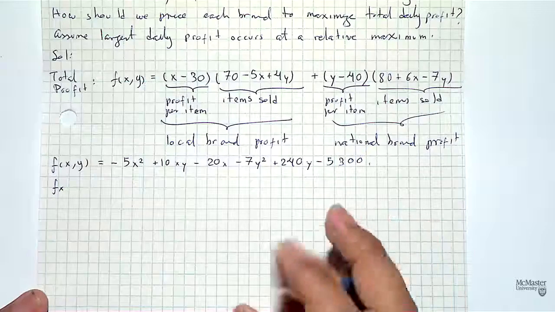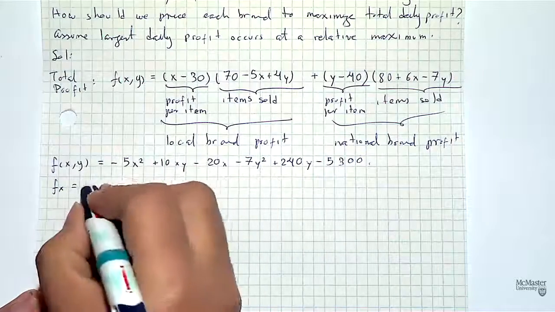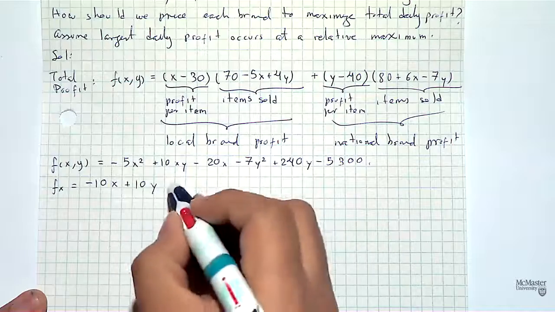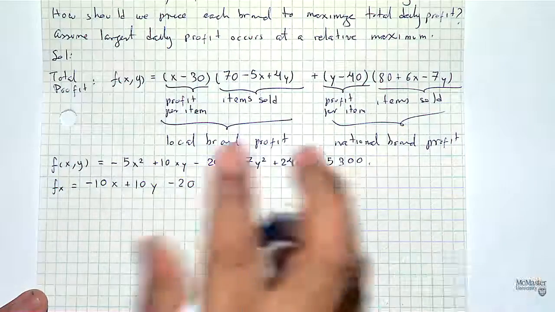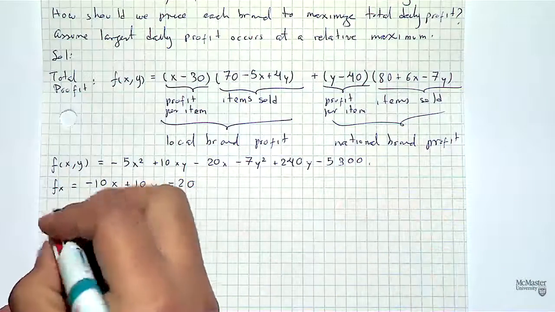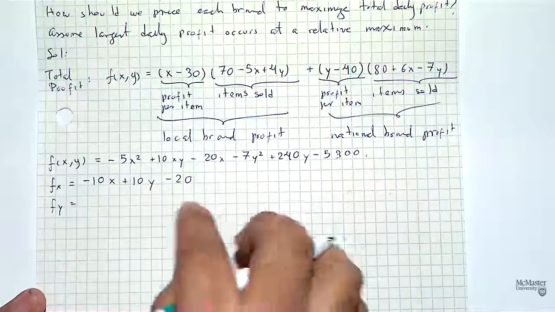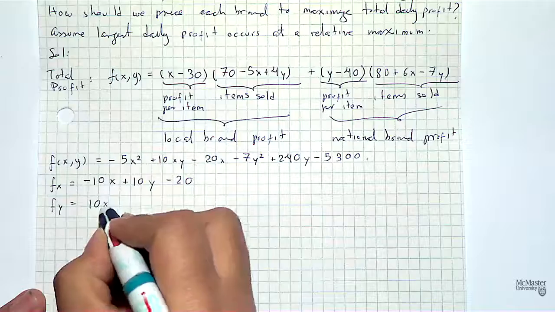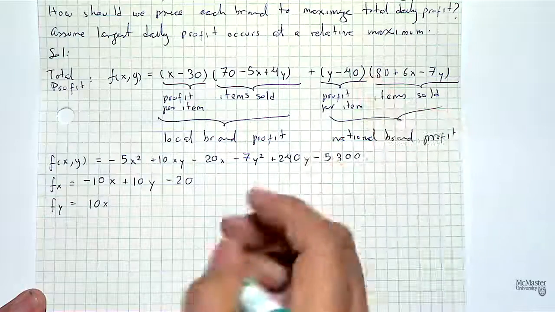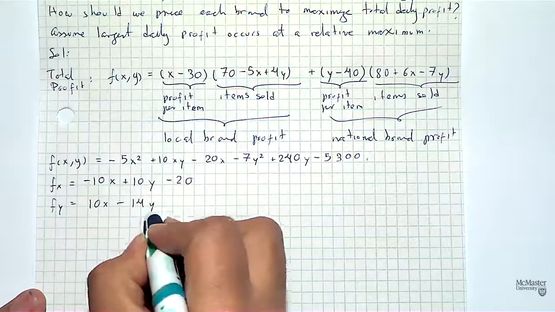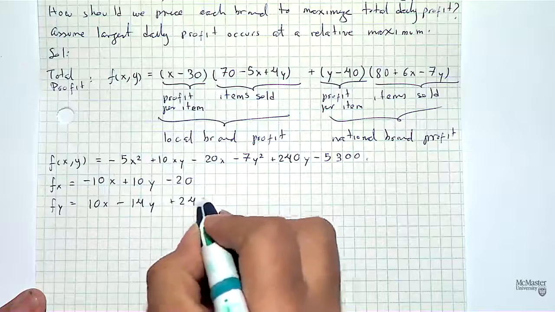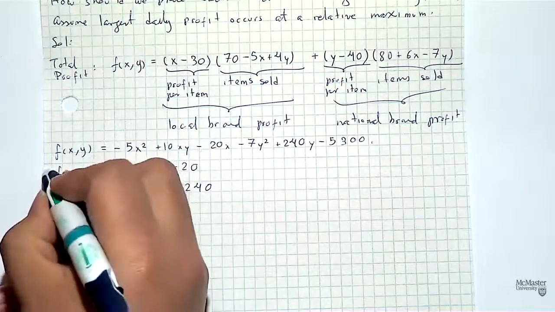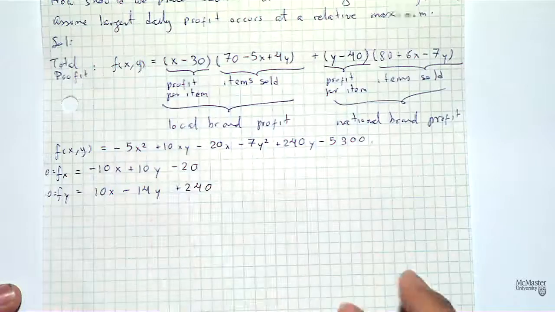So we proceed with our computations, right? So fx is minus 10x plus 10y minus 20. All this depends on y or is constant, so I ignore it. Fy: this term doesn't count. Then you have 10x, then you have minus 14y plus 240. So those are the partials. In order to find the critical point, I have to make them equal to 0.